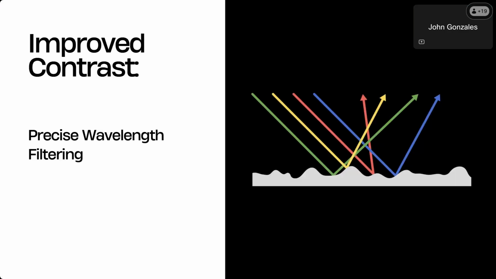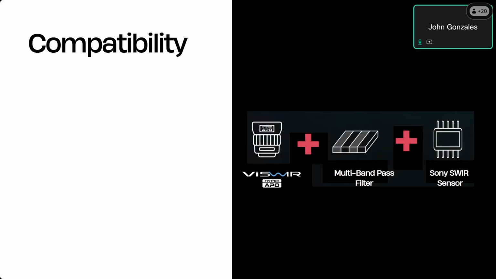Improved contrast. Precision wavelength filtering enhances the contrast in images, making it easier to identify product variations. This is really key for success in the food and beverage industry for deviations like we just talked about, for bruising. Compatibility. The Visware product that we have at Computar, the multi-band pass filters that we have, and the Sony Sphere sensors all work extremely well together.